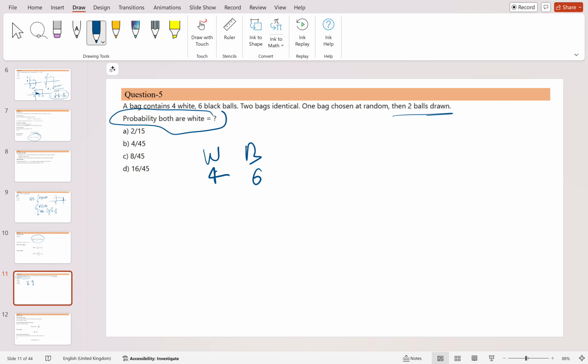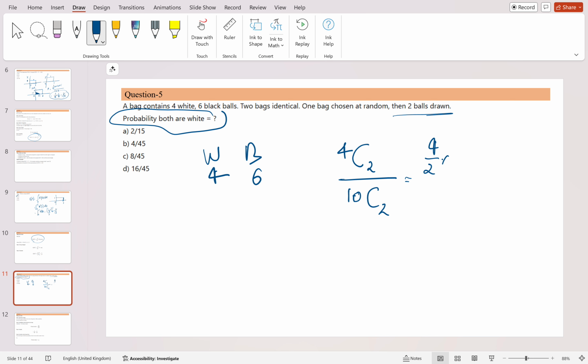Okay, so we are finding the probability of picking the 4C2 out of the overall 10C2. Because there is equal probability of drawing the balls from any of the bags, it is basically 4C2 divided by 10C2.